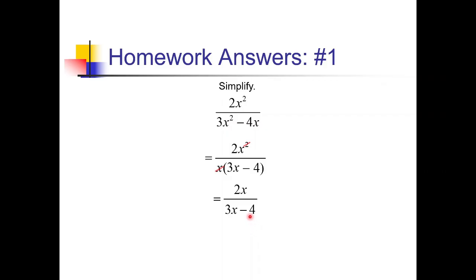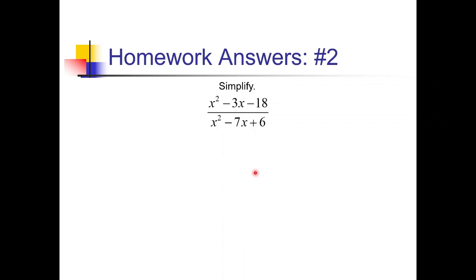Now, since this x got canceled out and there's no other singleton x's in the denominator, that means if I were to plug 0 into the original, it would make the original undefined, but it wouldn't make the simplified function undefined. So I have to exclude 0. I have to say x does not equal 0 as part of my answer on this one.